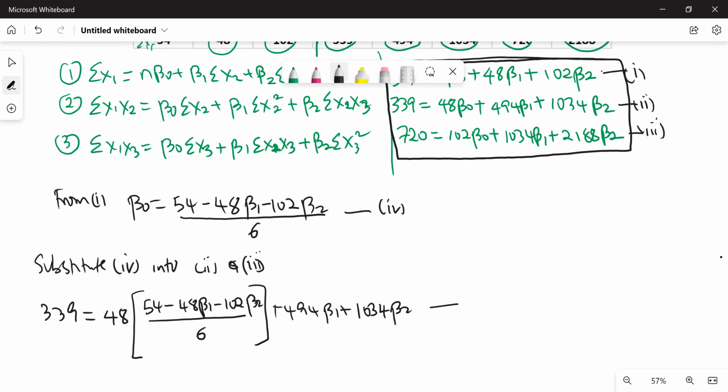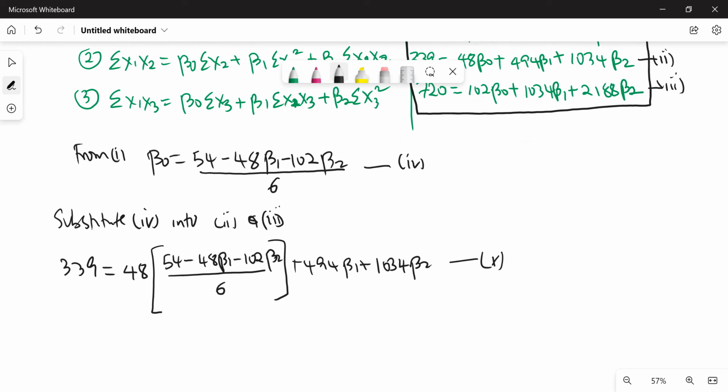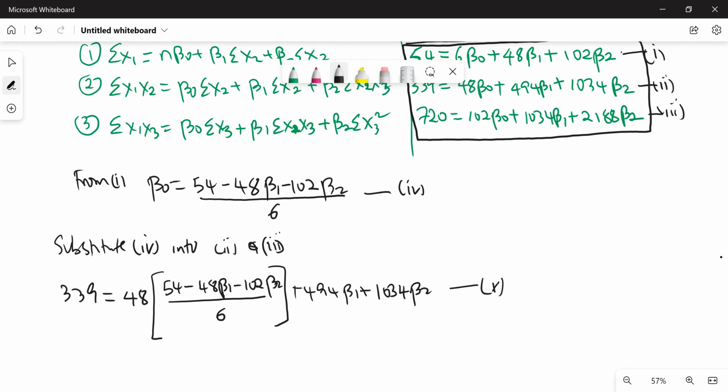So you can simplify that later. So this will be equation number 5. Then you do the same with equation number 6, with equation number 3. So you'll end up with 720. I'm working with equation number 3 is equal to 102. Then here I have 54 minus 48 beta 1 minus 102 beta 2, everything over 6.